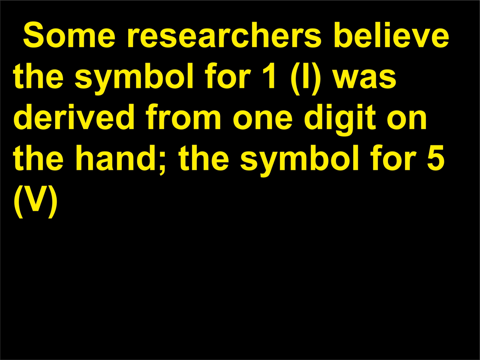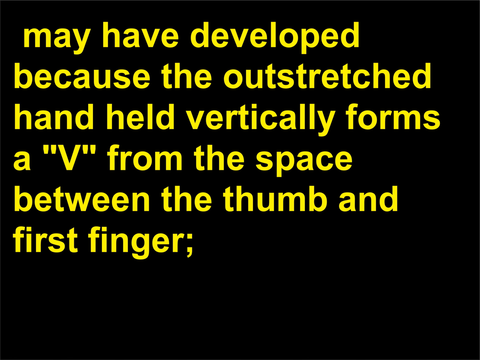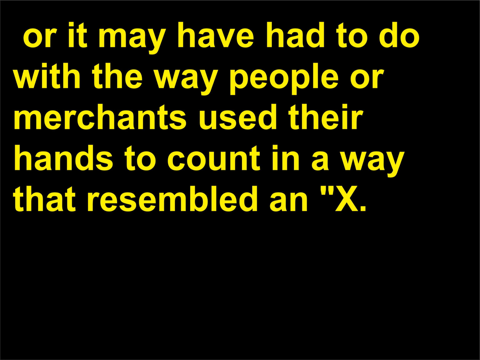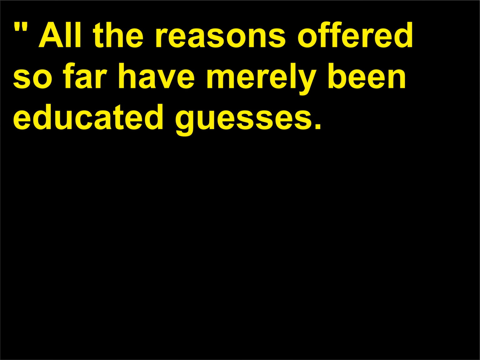Some researchers believe the symbol for 1, I, was derived from one digit on the hand. The symbol for 5, V, may have developed because the outstretched hand held vertically forms a V from the space between the thumb and first finger. The symbol for 10, X, may have been 2 V's joined at the points. Or it may have had to do with the way people or merchants used their hands to count in a way that resembled an X. All the reasons offered so far have merely been educated guesses.